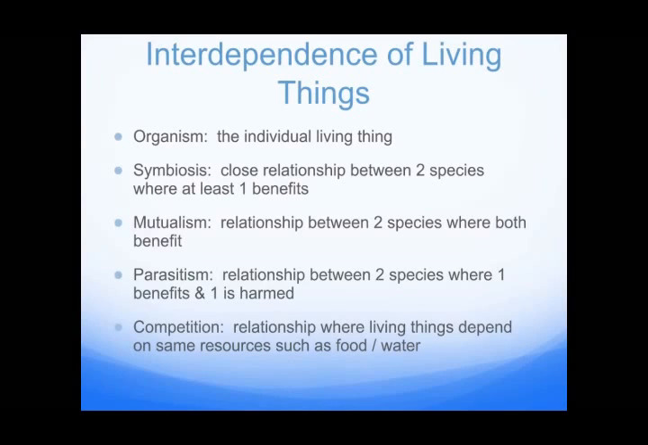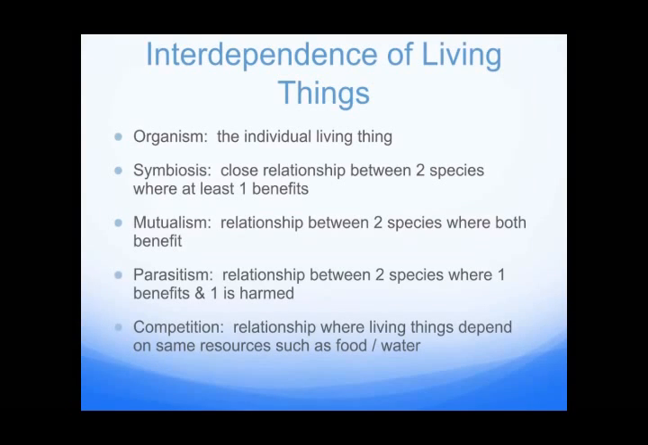An organism is simply a living thing, and as we go down this list on this slide, we go from the smallest to the largest. An organism is a simple living thing, and sometimes living things live in a close relationship with one another, or even attached to one another. When two different organisms attach to each other, it's considered a symbiotic relationship. Within a symbiotic relationship, at least one of the two species benefits from that relationship.